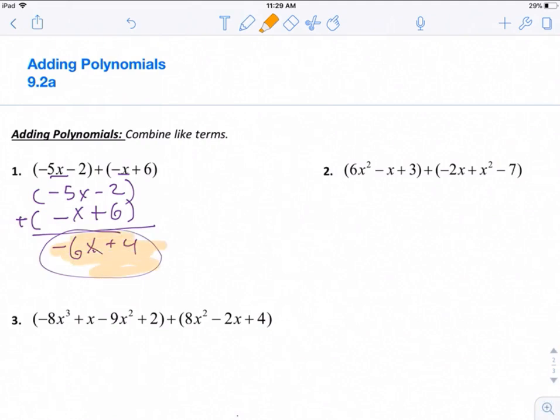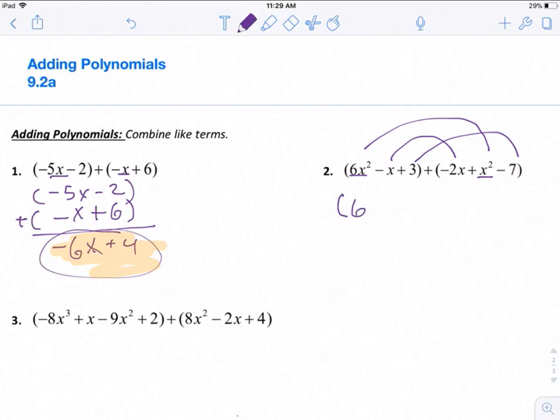The next one, we actually have to rewrite one of them in standard form. If you will notice that this one is not in standard form, so we're going to have to rewrite it. So what we can do is rewrite that one first. And so we write our parentheses. We find our like terms. This one's going to match this one, this one's going to match this one, and this one's going to match this one. Now that gets kind of confusing. So what we're going to do is find our biggest like term first.